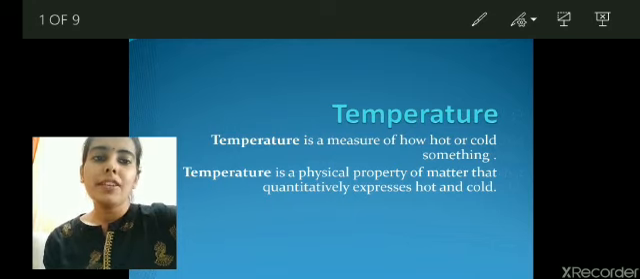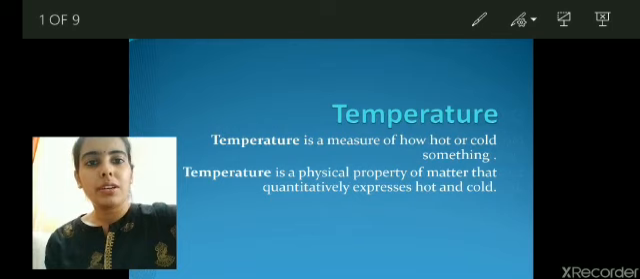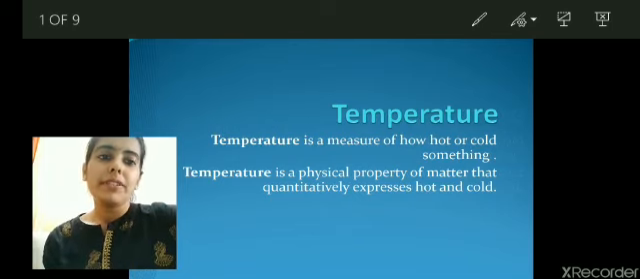The same way you draw a line on a paper and measure it using a ruler or a scale, how do we measure heat? The component which helps us to measure heat is temperature. Temperature tells you how hot or cold a substance is. Temperature is a physical property of matter that quantitatively expresses hot or cold.